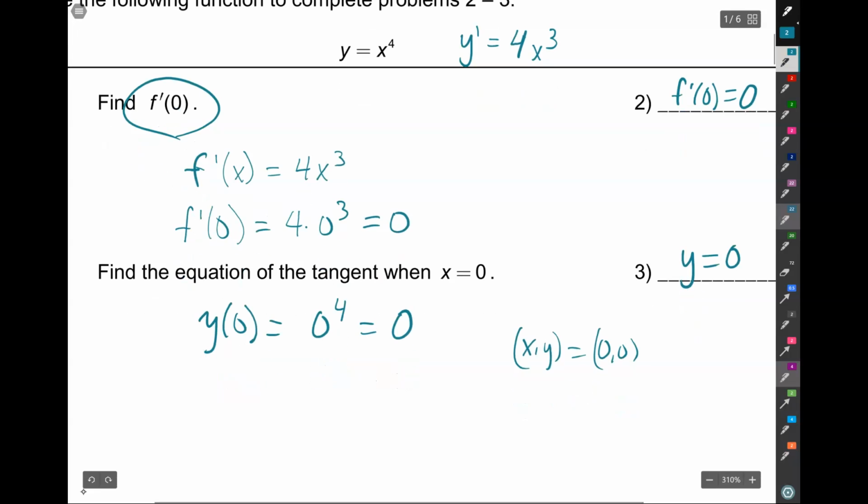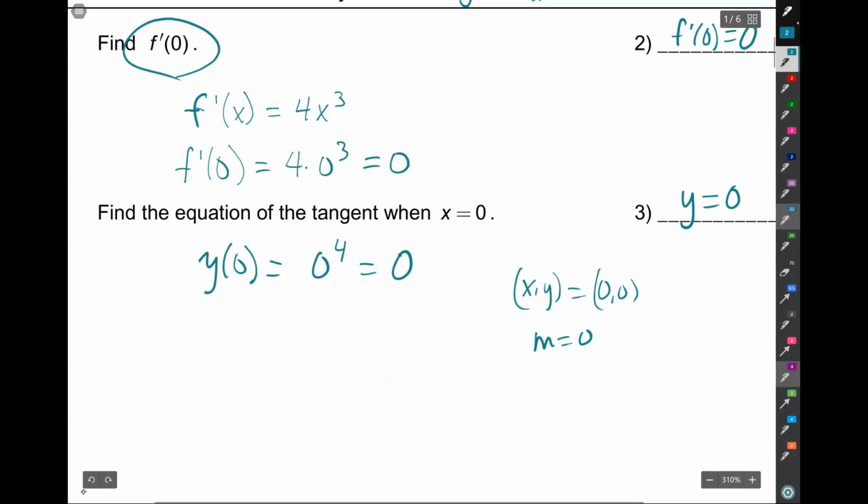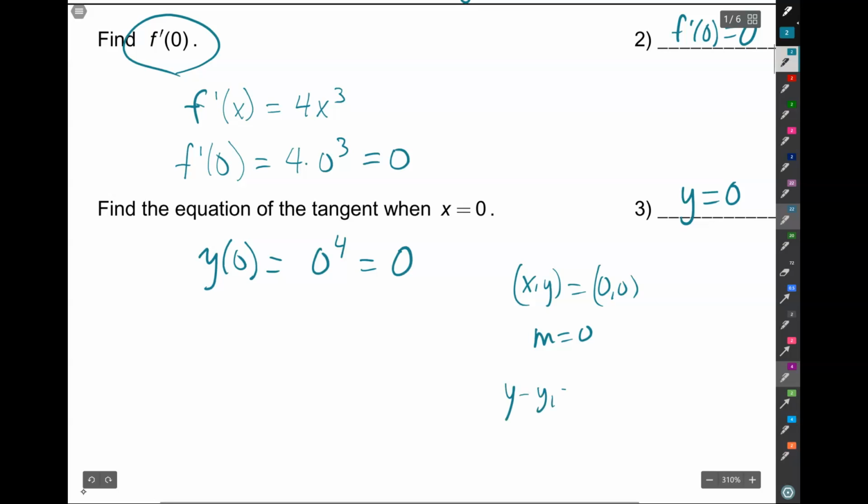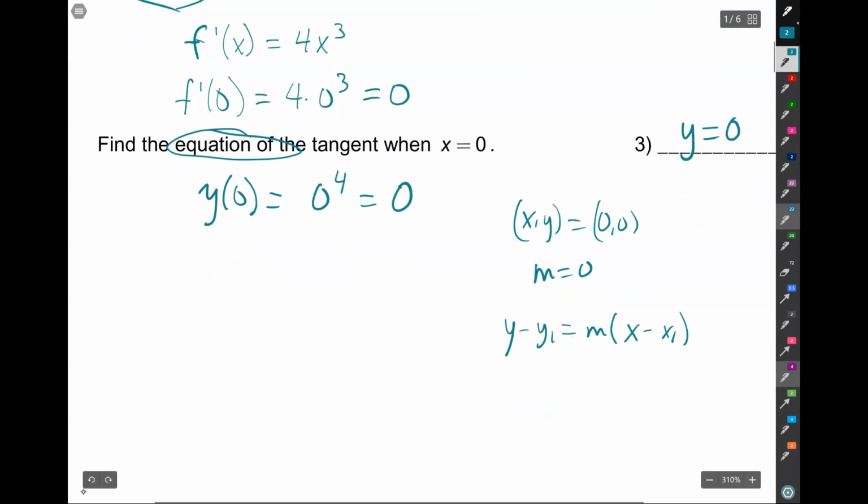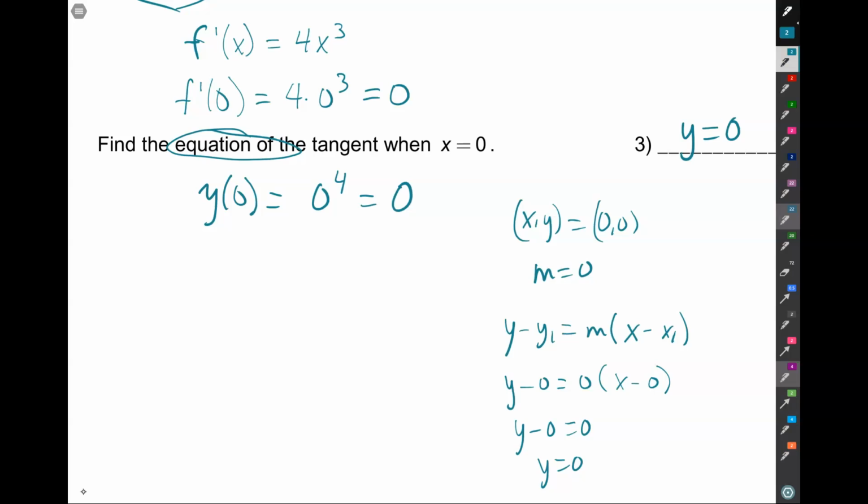Wait, don't we have to use the range? Don't you have to do y prime equals 0? Or it's just y equals 0? Well, we're finding the equation of the tangent, so. You ready for this one? Okay, let's see. y minus 0 equals 0 times x minus 0. So y minus 0 equals 0. Add 0 on both sides. y equals 0. We did the first derivative in number 2.